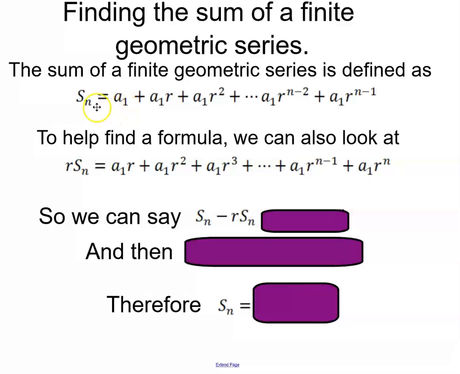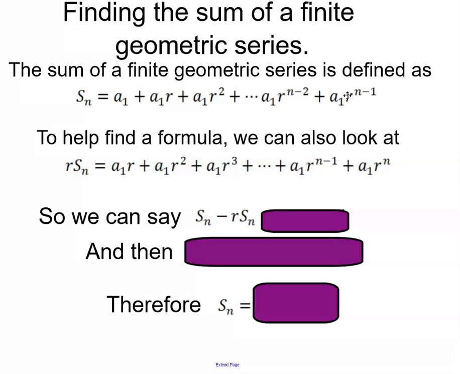So here we have what it means to add up a geometric series. The first term would be a sub 1. The second term is a sub 1 times r, then a sub 1 times r squared, all the way up until the nth term, which would be a sub 1 times r to the n minus 1. That's how we find the nth term. So this is what it looks like if we add them all up in generic terms.